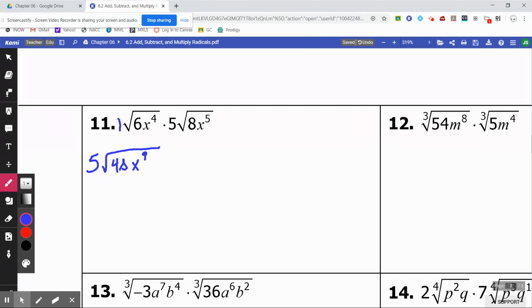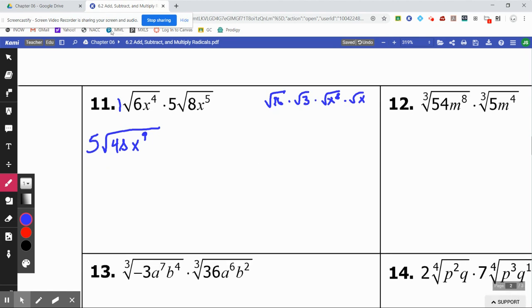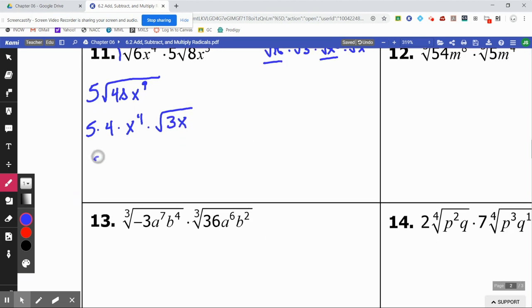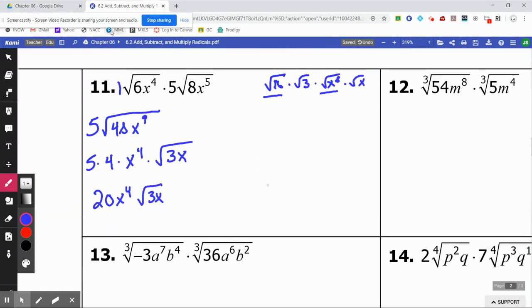Let's see, I know the square root of 16, so let's split it into root 16 times root 3. And x to the 9th, it needs to be an even power, a multiple of 2, so we're going to split it into x to the 8th, that's the largest one, and x to the 1st. So we now have 5 times the square root of 16, which is 4, times the square root of x to the 8th, which was x to the 4th. And underneath the radical, I'm leaving the 3 and the x. So let's clean it up. That'd be 20x to the 4th times the square root of 3x.